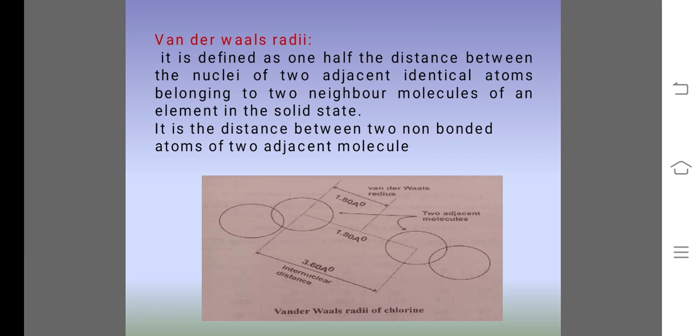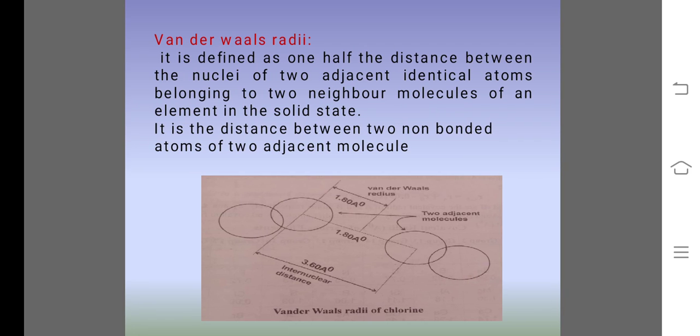It is defined as one half the distance between the nuclei of two adjacent identical atoms belonging to two neighbor molecules of an element in the solid state. It is the distance between two non-bonded atoms of two adjacent molecules.